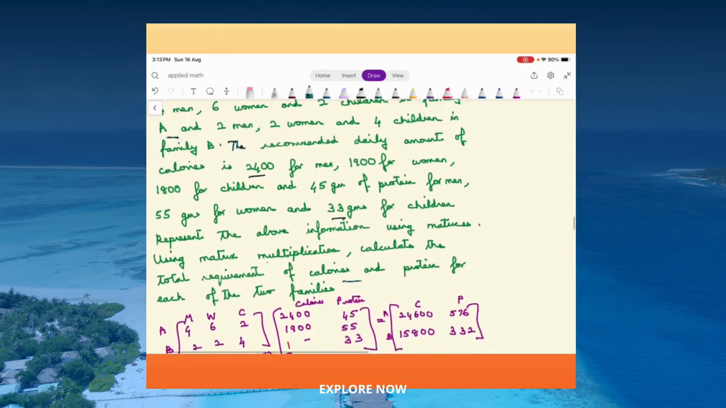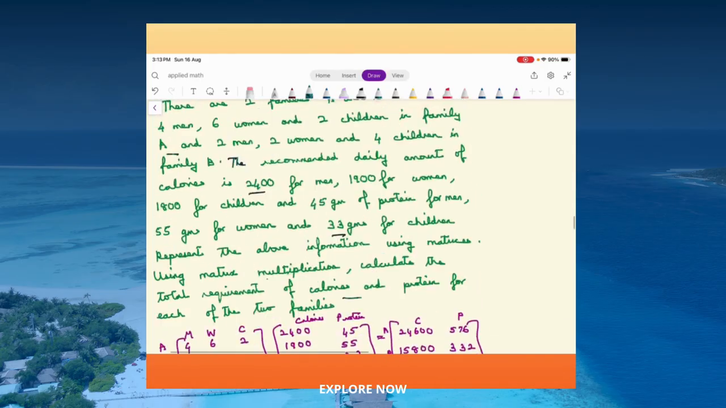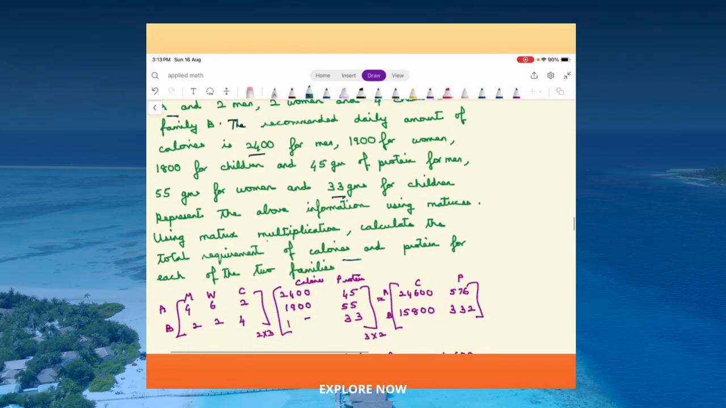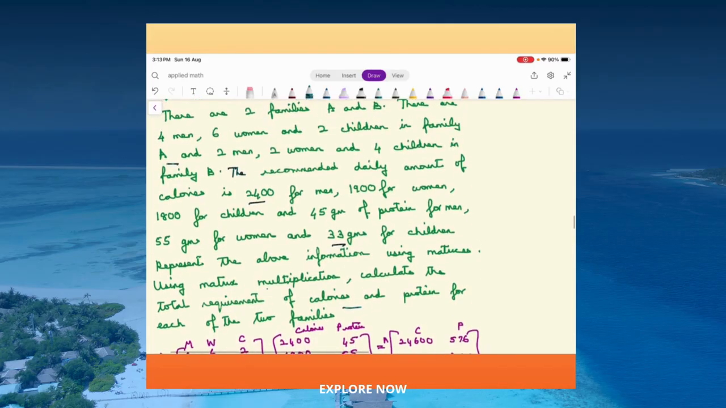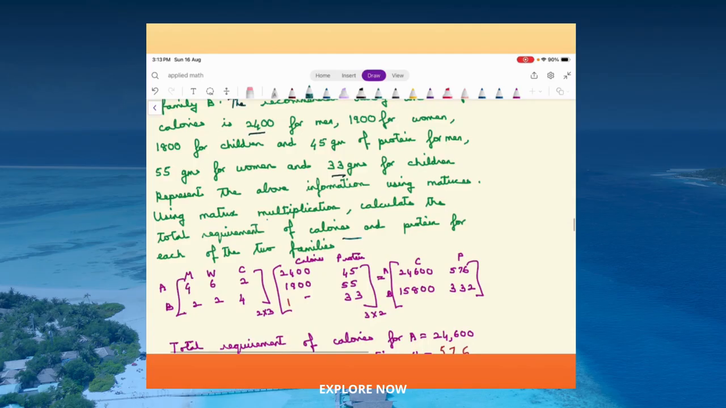So we make it into a table. You have 2 families A and B. So we have 4 men, 6 women and 2 children in the first. Second one is 2 men, 2 women and 4 children. And the calories and protein is 2,400, 1,900, 1,800 and then you have 45, 55 and 33.